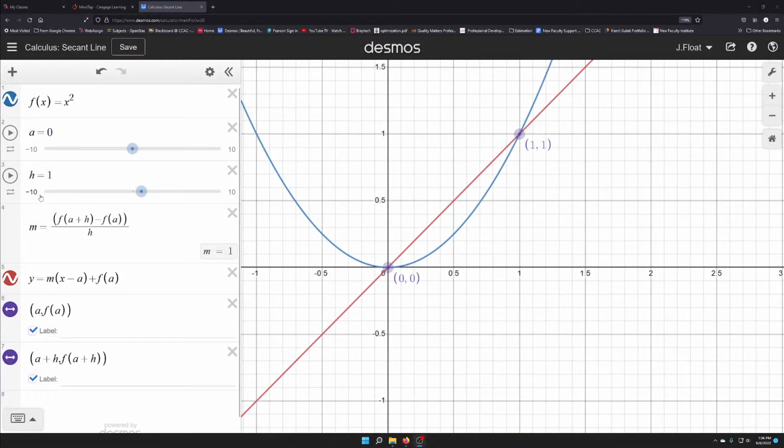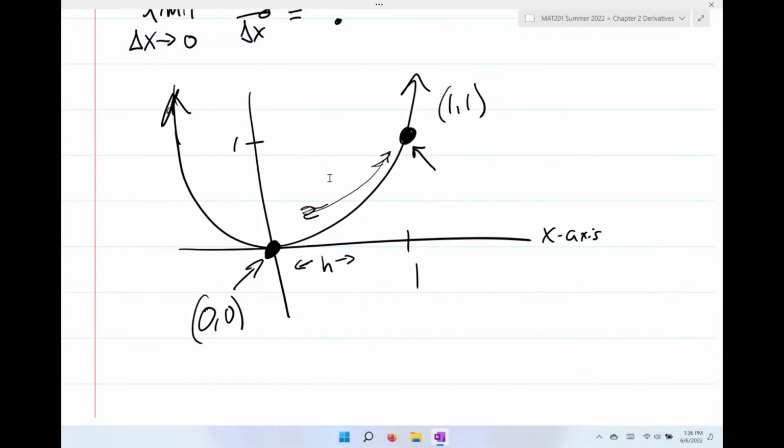M equals, now let me explain how I got this formula. And this formula should look extremely familiar to you. If you're sitting there thinking, oh, wow, look at that, that's the difference quotient. Let me show you how we derive the difference quotient. Back to the notes we go.